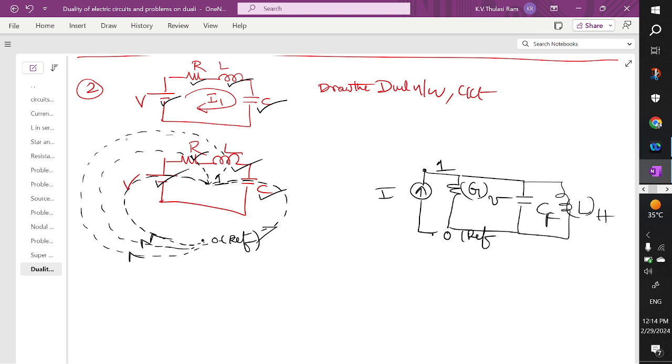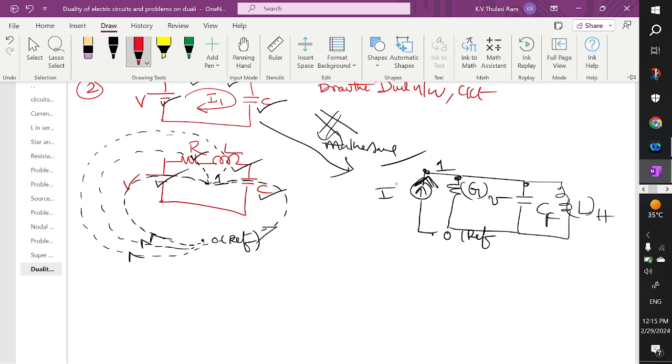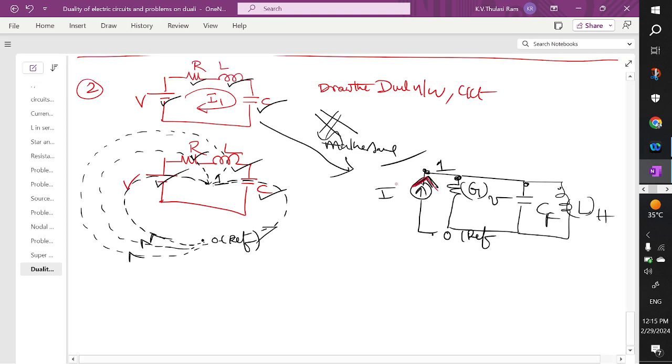So the dual of this given network is this network. This is electrically not equivalent, but they are mathematically the same. That's how to write it. And I already told you this is node 1. If it is a voltage source, the dual current source will enter the node. The remaining elements will leave the current like this.